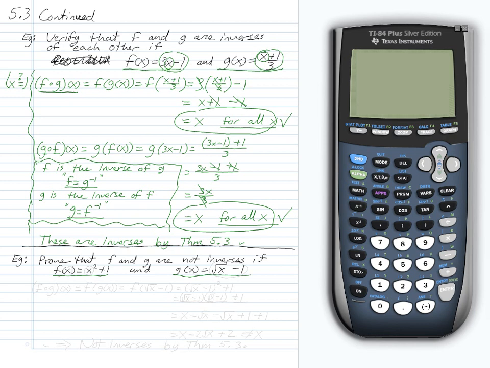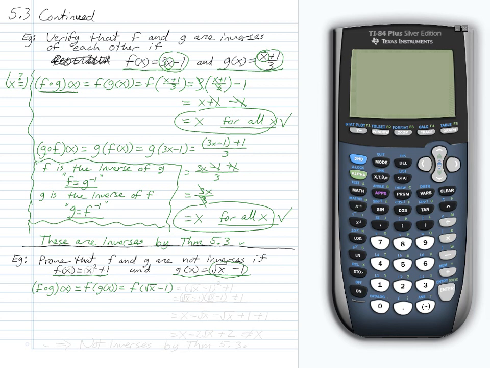Alright, so let's take a look at a situation where these functions are not inverses. So here we have f being x squared plus 1 and g being the square root of x minus 1. So let's look at this first as f composed with g of x. Let's figure out what that function is. Well, f composed with g means we're going to take g and plug it into f. So what does that entail? Well, we're going to take all of g and plug that into our function f.